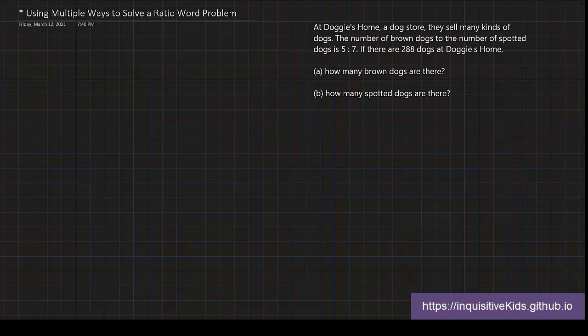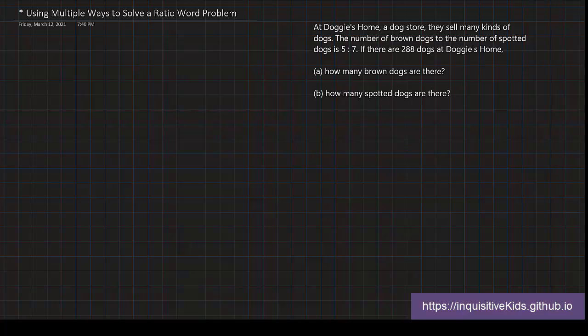In this video, we will be looking at multiple ways to solve a ratio word problem. At Doggie's Home, a dog store, they sell many kinds of dogs. The number of brown dogs to the number of spotted dogs is the ratio 5:7. If there are 288 dogs at Doggie's Home, A, how many brown dogs are there? And B, how many spotted dogs are there?